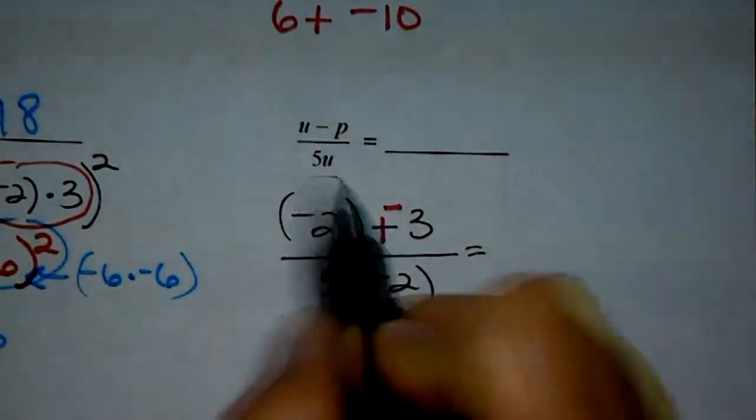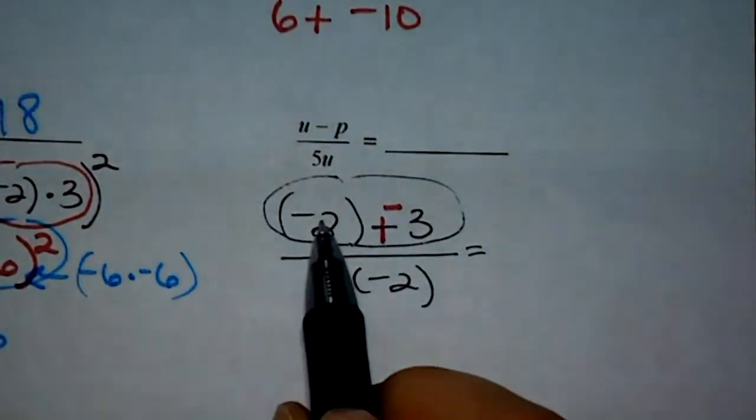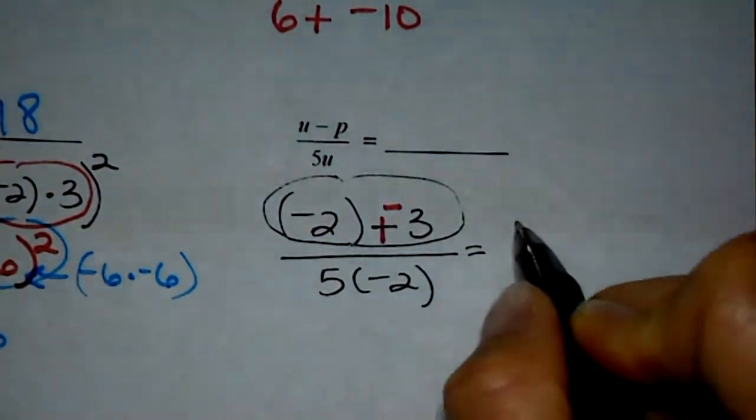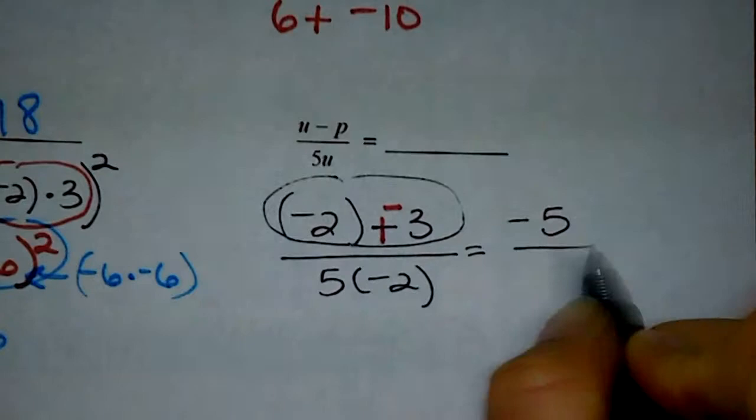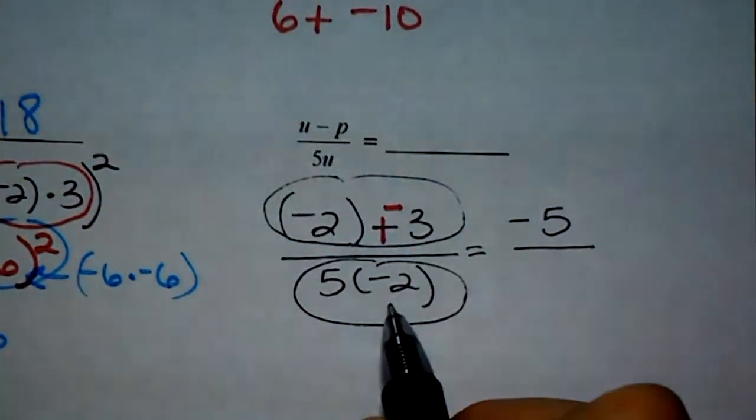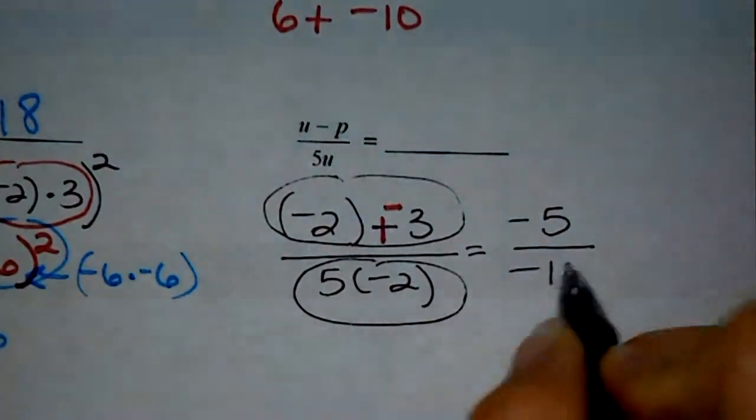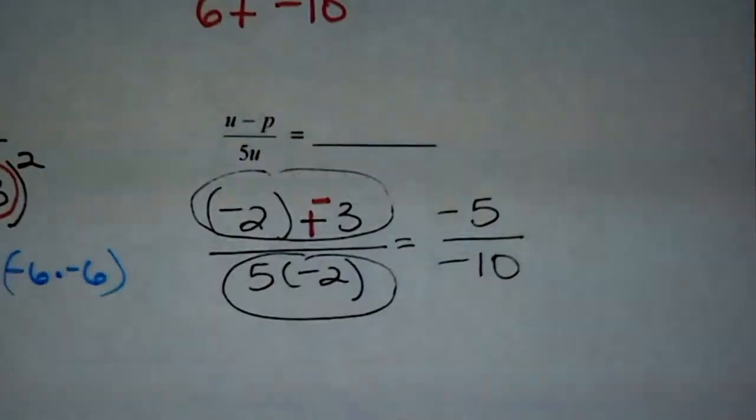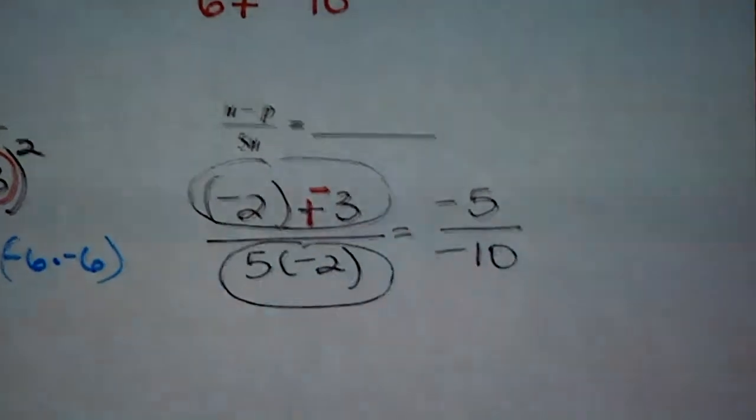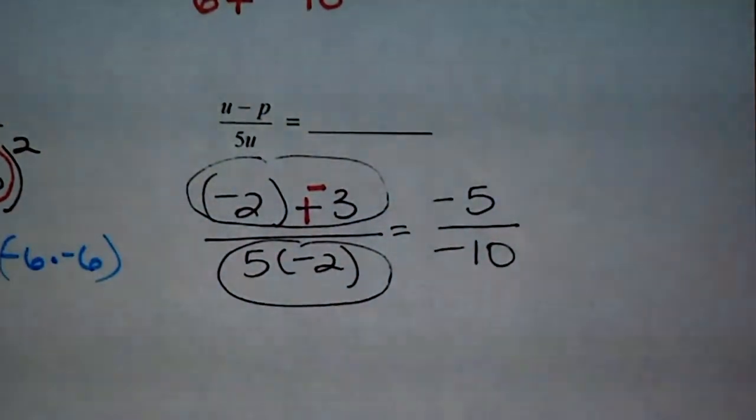So the first thing I want to do is look at the top as one separate thing. Negative 2 plus negative 3. All right, well, I'm adding the same sign. Keep the sign, add the digits. Then we want to take care of the bottom. 5 multiplied by negative 2, that's a negative 10. Now let's simplify. I know that this is division, right? And when you divide a negative and a negative, you get a positive. So I should have a positive result.